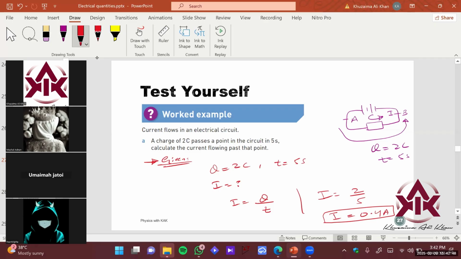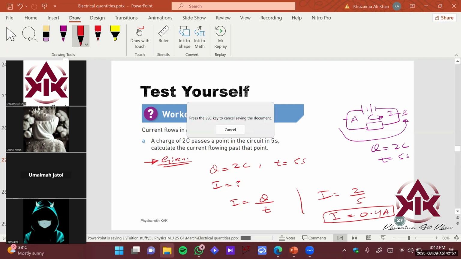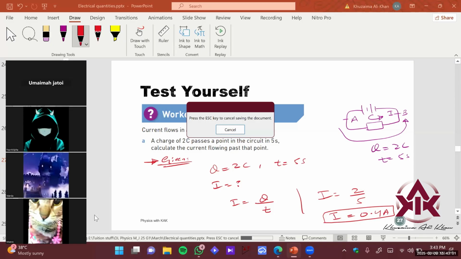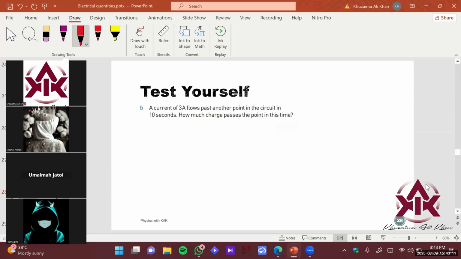So if your answer matches, give me a thumbs up. Okay, Mehma's answer matches. Hamza's answer matches. Vardha's answer matches. That's good. Simple, right? So it's going to get interesting soon, right? If your basics are strong, the next part is going to be easy, right? Now you have 2 minutes for this question.